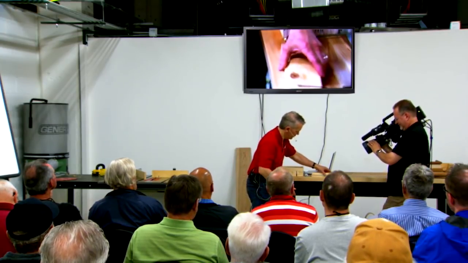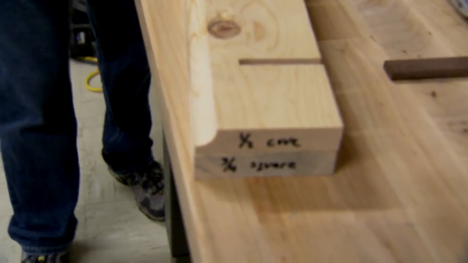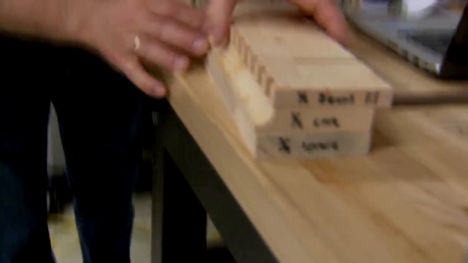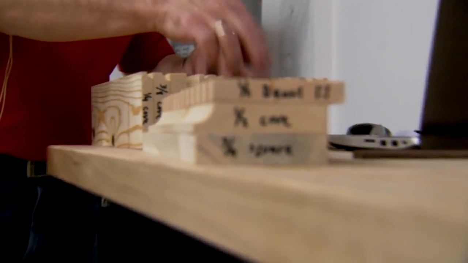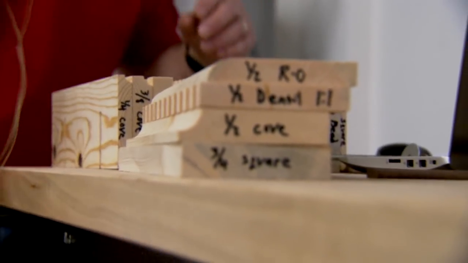So that first transition, we'll try a cove. That's always a good one. This is kind of a classic piece, so I want a little accent maybe. Put a little dental up there. Maybe a round over to top that off. Let's see how that looks.